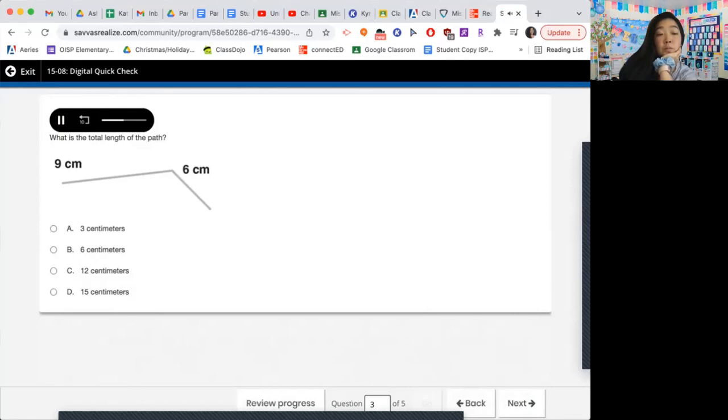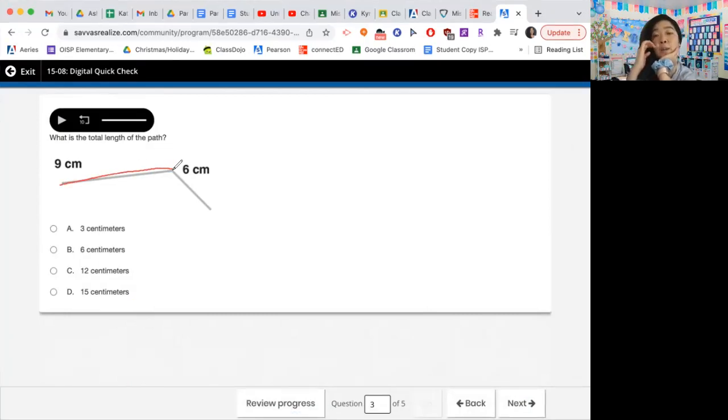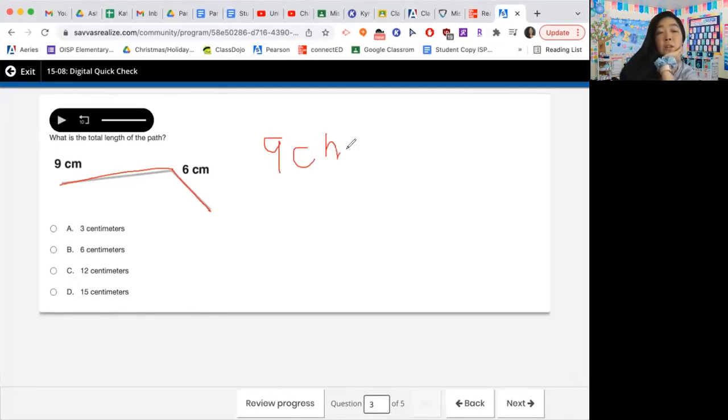What is the total length of the path? So let's say that you're driving to Disneyland and you go into the car and you have to drive 9 centimeters. And then once you get to the park, you have to walk from the parking lot to Disneyland, and that's 6 centimeters. So if you drove 9 centimeters and you had to walk 6 centimeters to the park, how many centimeters altogether was Disneyland for you? You're going to add that up.